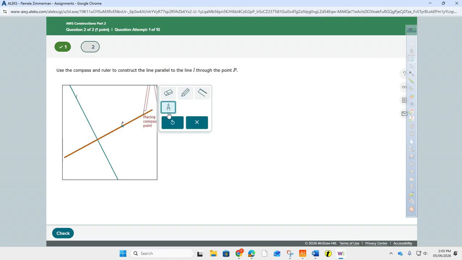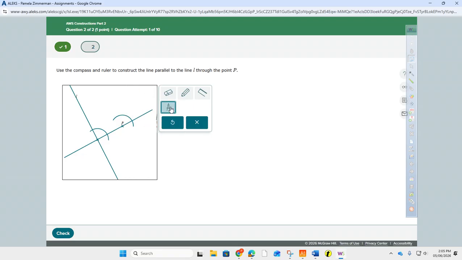Now we're going to get our compass, and we're going to place it at the intersection of the new line and the given line. And we're going to draw an arc that intersects in between P. So it's got to intersect somewhere in here, not past P, but in here. So we're going to intersect both lines. Now we're not moving our compass. We're placing it on point P, and we're going to make that same arc.